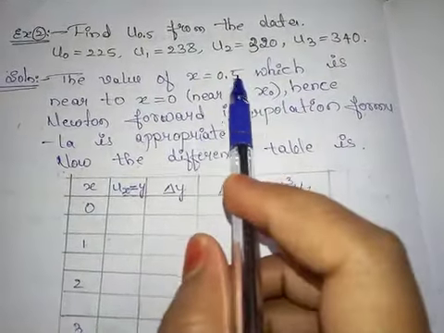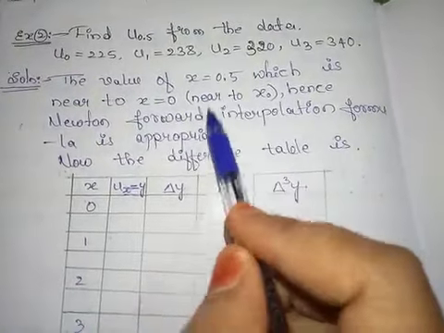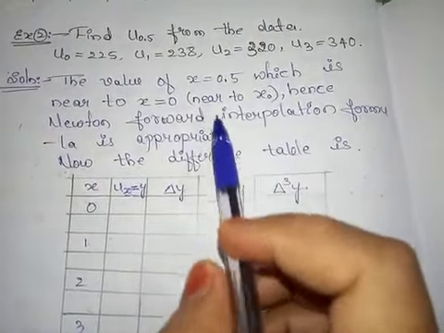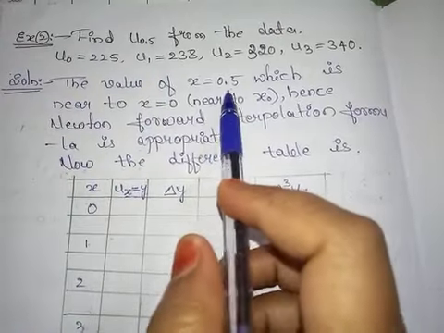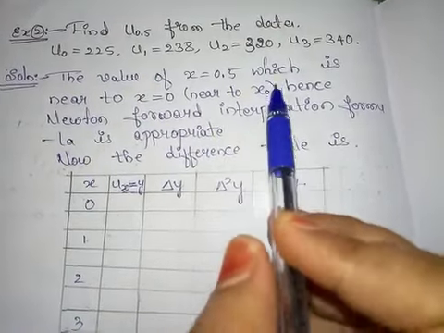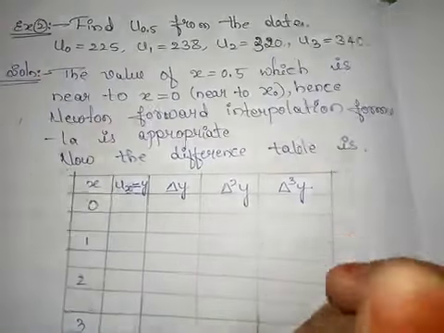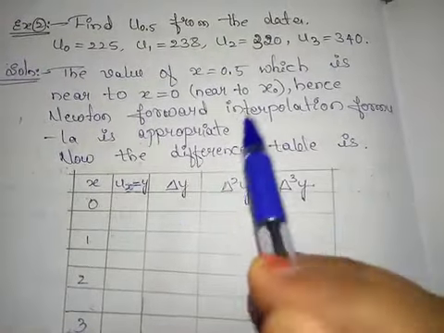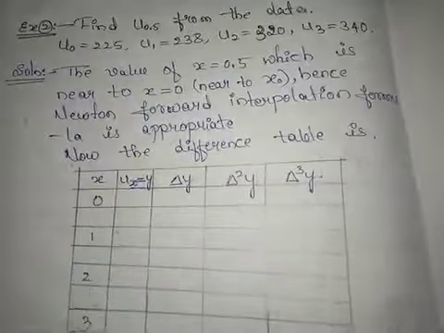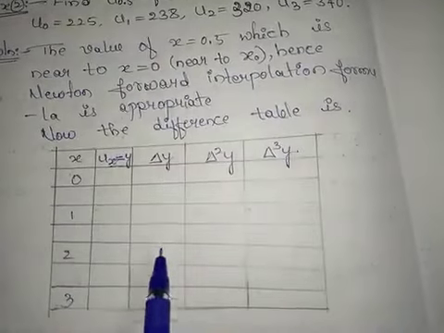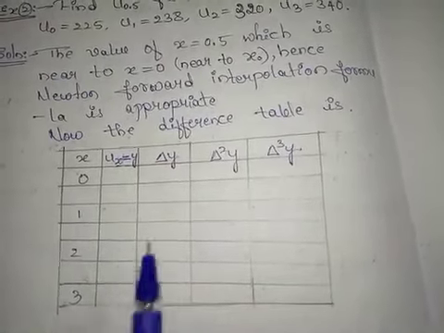For every example you must write at least this much. Write which value of x is given, whether that x value lies in the first half or second half, and which formula is applicable for that given example. Now we have to find the difference table.